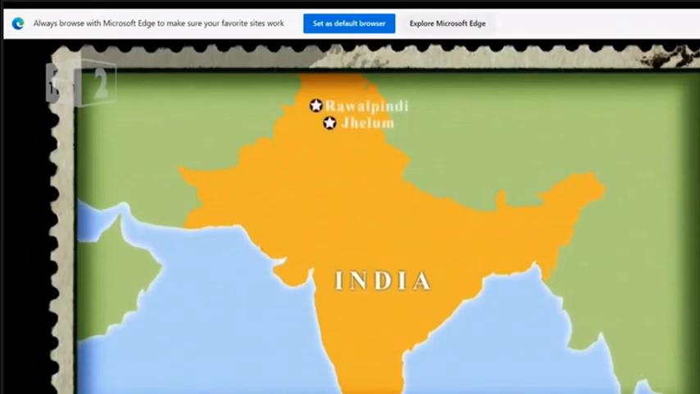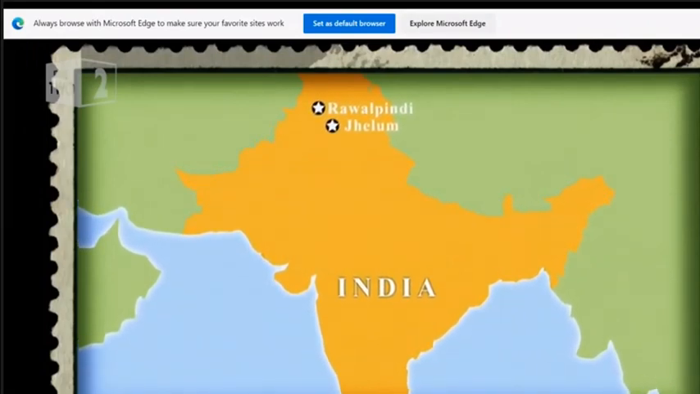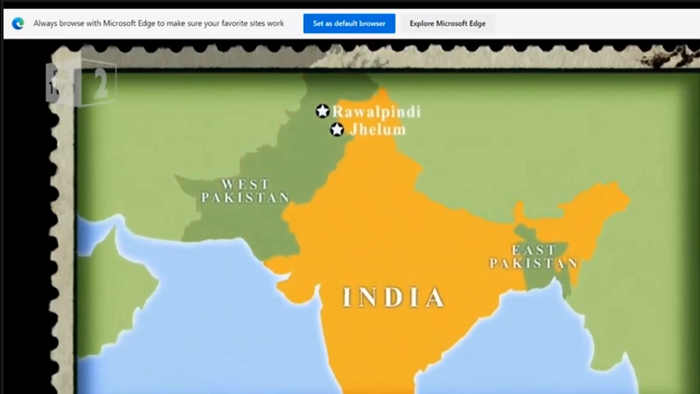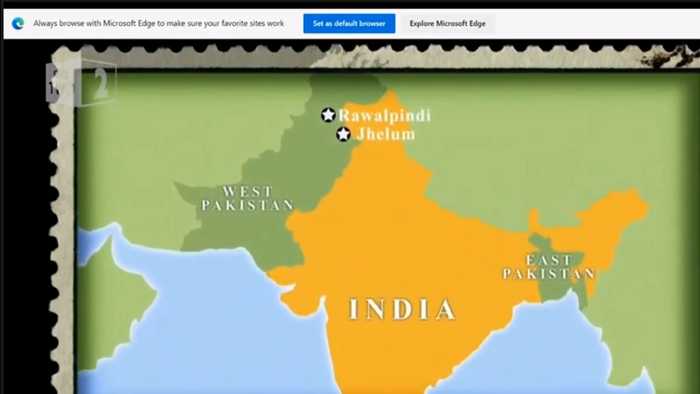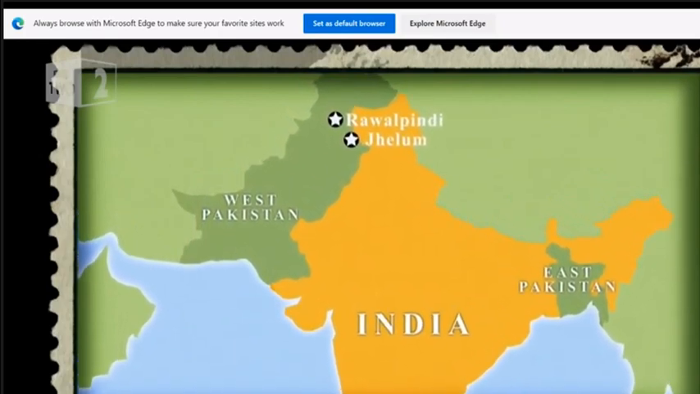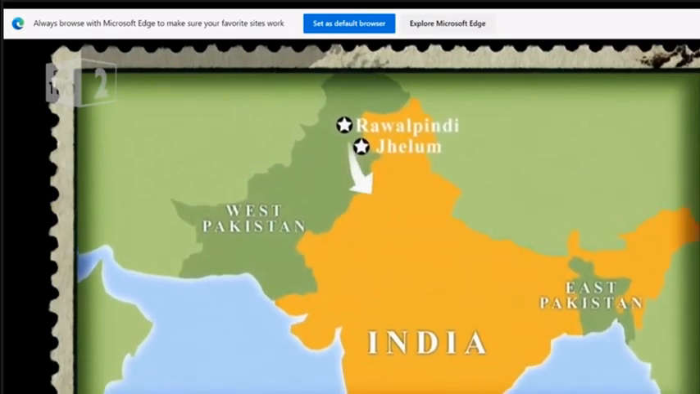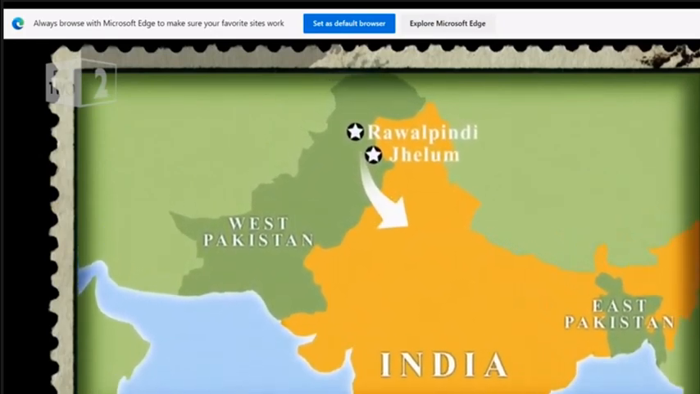My family had lived in Jhelum and Rawalpindi for generations. When India was divided in two, they ended up on the wrong side of the border and were no longer welcome. That's why, along with millions of others, they were forced to flee.